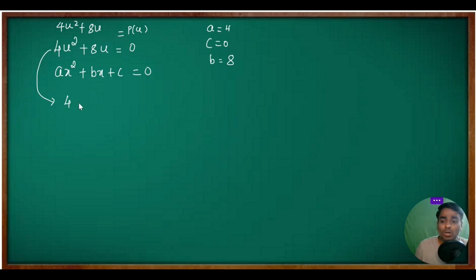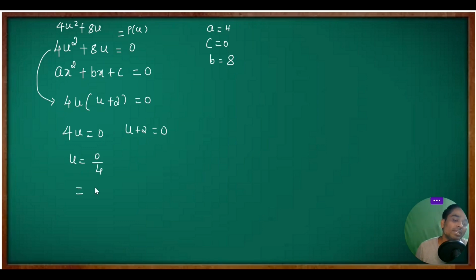Therefore take 4 common. So 8 is coming in the fourth table. That's why we are taking 4 common. But 4 won't come in the eighth table because the eighth table starts from 8. So you need to understand the bigger smaller concept. 4 common and u is common, so the remaining is u plus 2 equal to 0. So one equation is 4u equal to 0, another one is u plus 2 equal to 0.